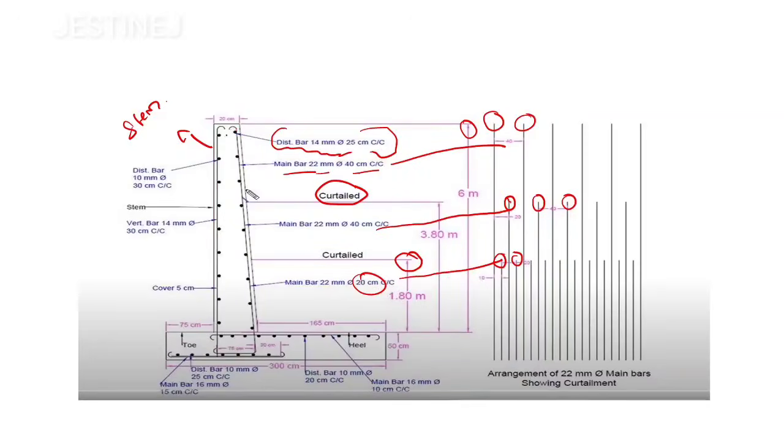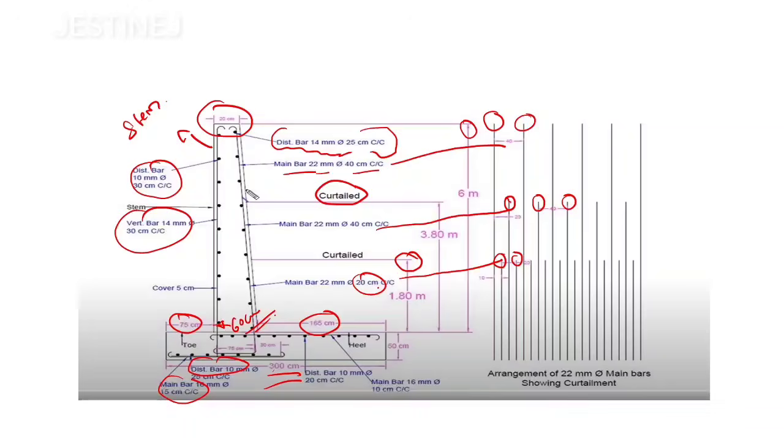At the top portion, the breadth is 20 centimeter, and the total width of this base slab is 300 centimeters. Here this is 75 centimeter, here 165, and this is 60 centimeter. We need to calculate on the left side as well. On the left side there are also distribution bars and vertical bars, and here also distribution bars and main bars are provided. We need to calculate all those values.